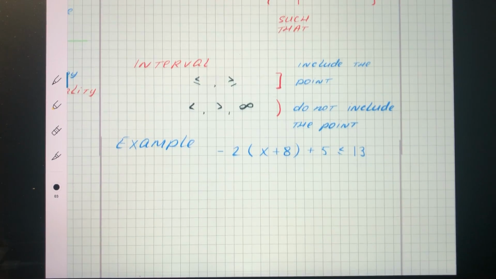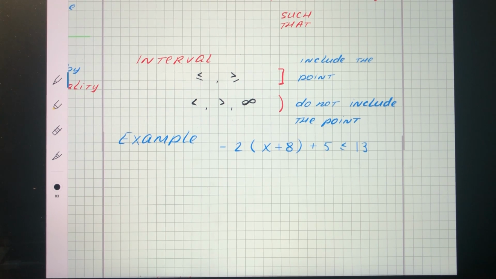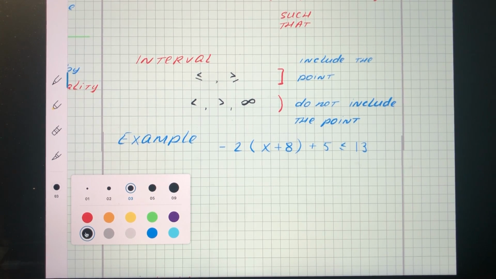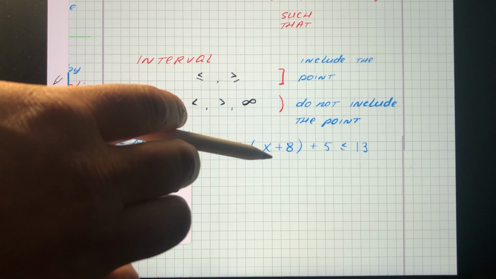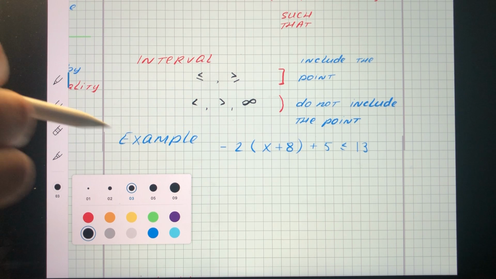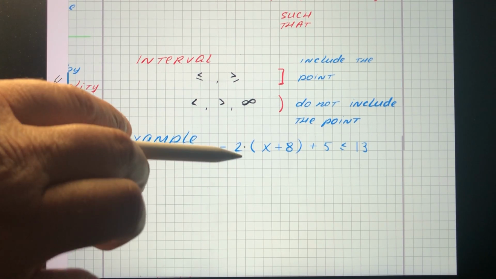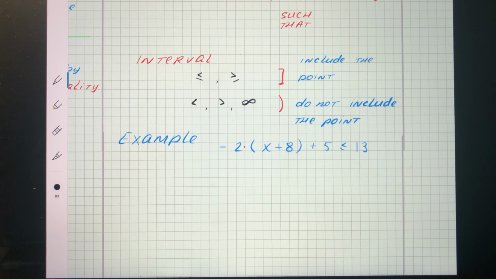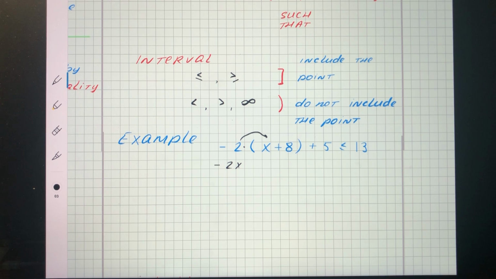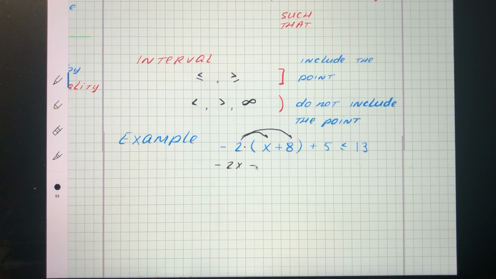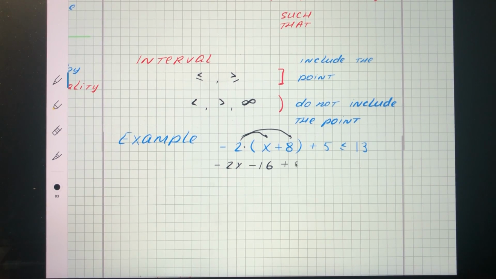So here is an example. First thing we do is we simplify. So we begin by doing everything that we can do to this question. Inside the parentheses, there is nothing that we can do. The next thing is multiplication. There is a multiplication between negative 2 and x plus 8. Let's multiply this out. Negative 2 times x is negative 2x. Negative 2 times 8 is negative 16, plus 5 less than or equal 13.